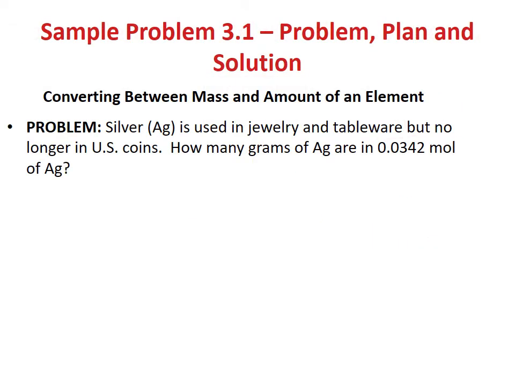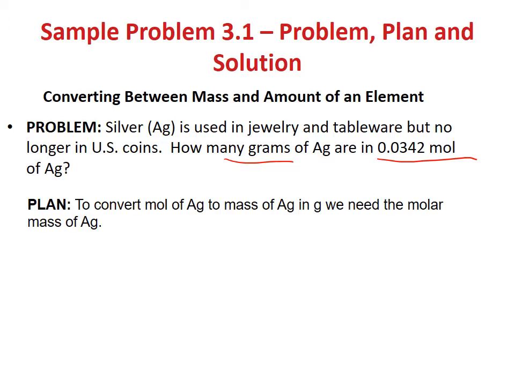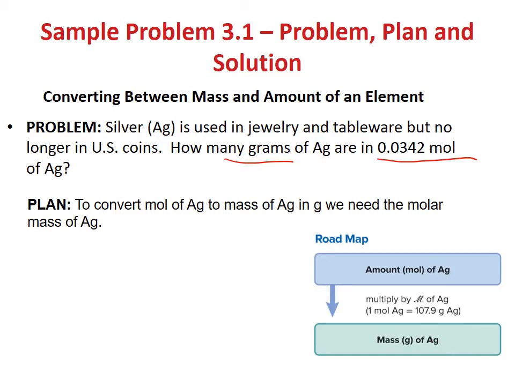Sample problem 3.1. Silver is used in jewelry and tableware, but no longer in US coins. How many grams of silver are in 0.0342 mole of silver? So the given is the number of moles. The question is how many grams. So we are converting moles to grams. And from the last slide, we know we need a molar mass. In the periodic table, we can find 1 mole of silver is 107.9 grams of silver. That's the molar mass.